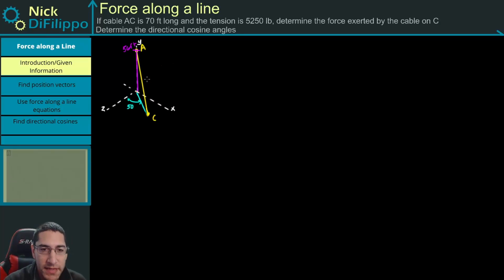So we have this information and it becomes a force along a line problem. So it's a 3D problem of a force on a line. And what is the force along a line? Let's look at the equation we have. We know some force is equal to the magnitude of a force times some position vector that defines this line. So I'll just keep it as r over the magnitude of this position vector. And this is the equation we have for force along a line.